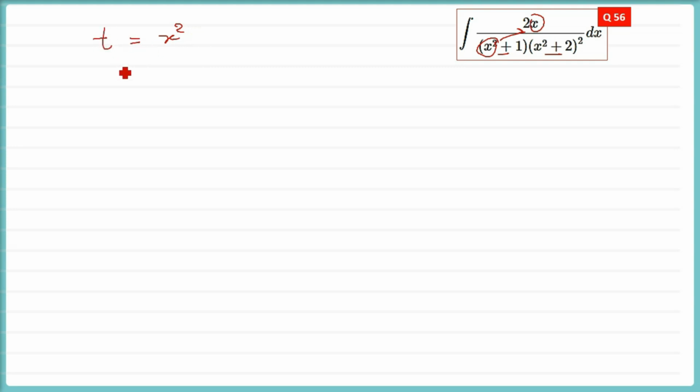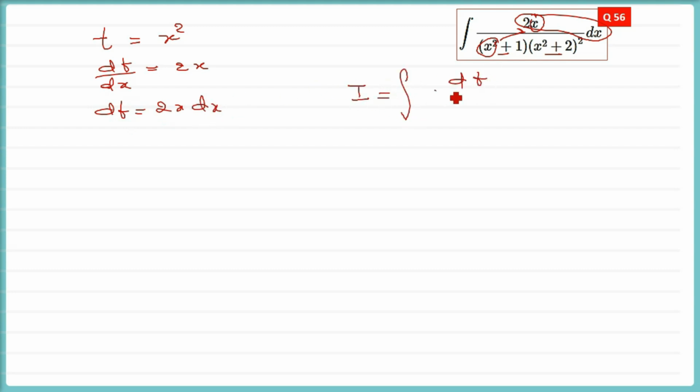So let's take t equals x square. Then dt by dx will be equal to 2x. Now this 2x dx is already there in the numerator, so dt will become 2x dx. So this I will be like this: dt divided by (t plus 1) times (t plus 2) whole square, and it's a half. So what is the benefit?